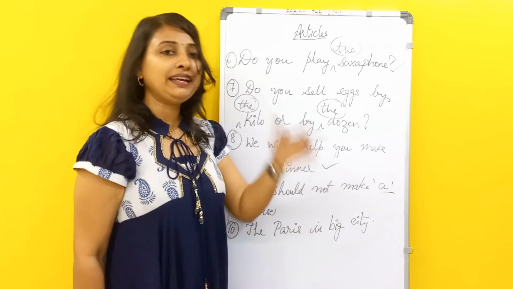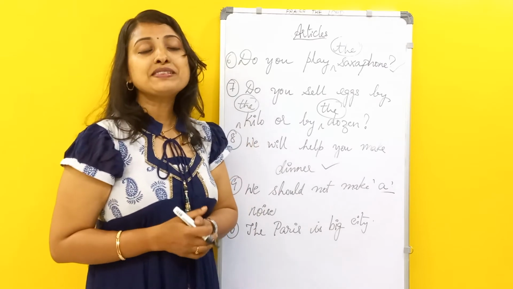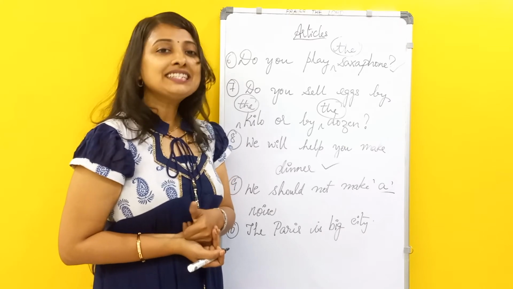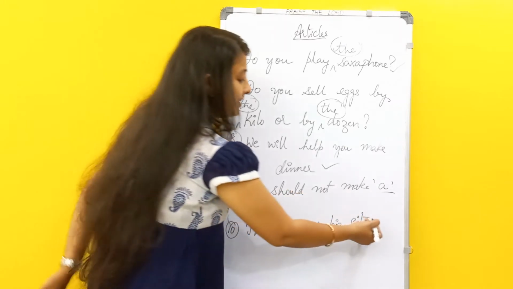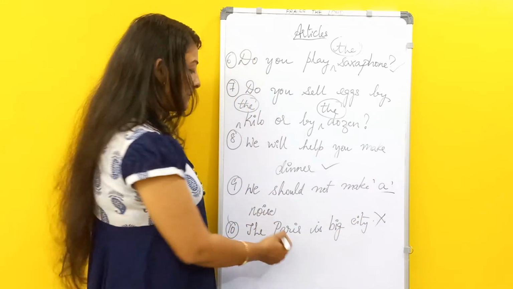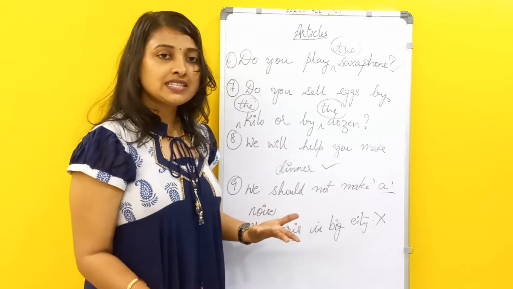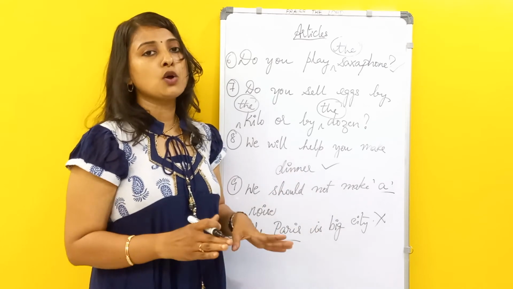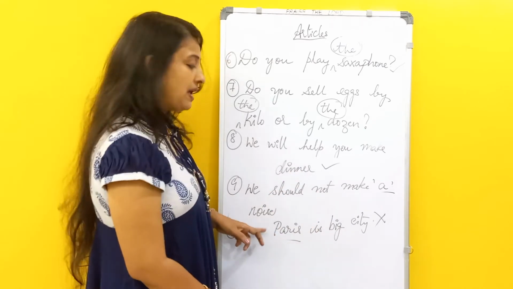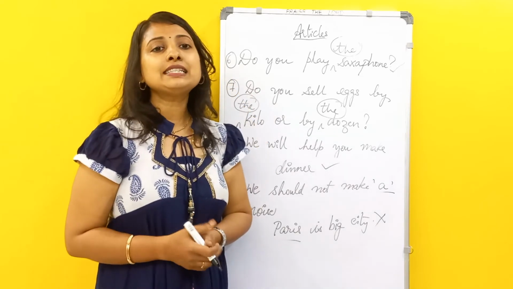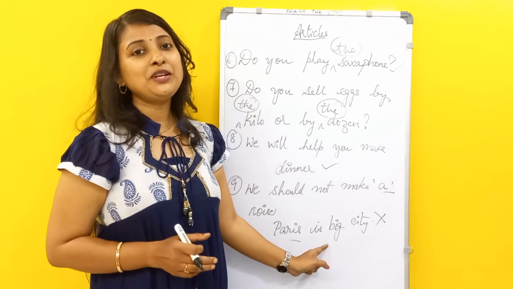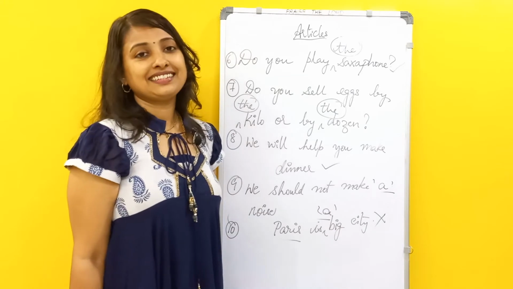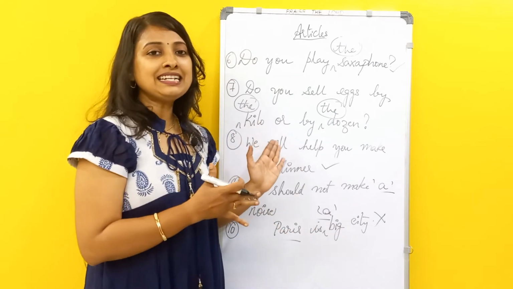The Paris is big city. Is it correct? No? Why is it wrong? Yes, it is wrong because Paris is the name of a city, and yesterday we have seen we should not use the in front of the names of cities. So the Paris is wrong. In order to make this sentence correct, it will become Paris is big city. Then you need to add an article as well: Paris is a big city. Right? Understood? So is it clear?